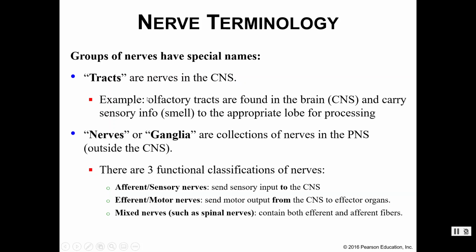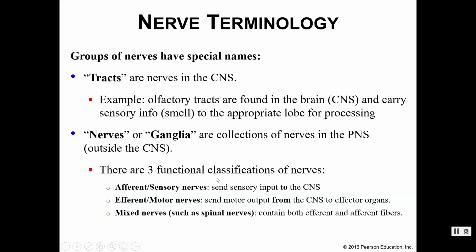But you have probably noticed these on some of the pictures or in lab if you're doing lab. You've got your olfactory tract, you've got your optic tract. These are going to carry sensory information like smell or vision to the appropriate cerebellar or cerebrum lobe for processing. So tracts are in your central nervous system, nerves or ganglia are in your peripheral nervous system.